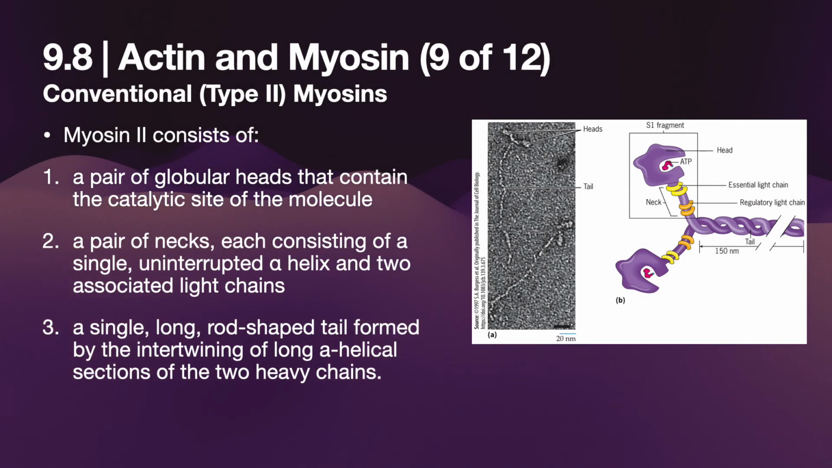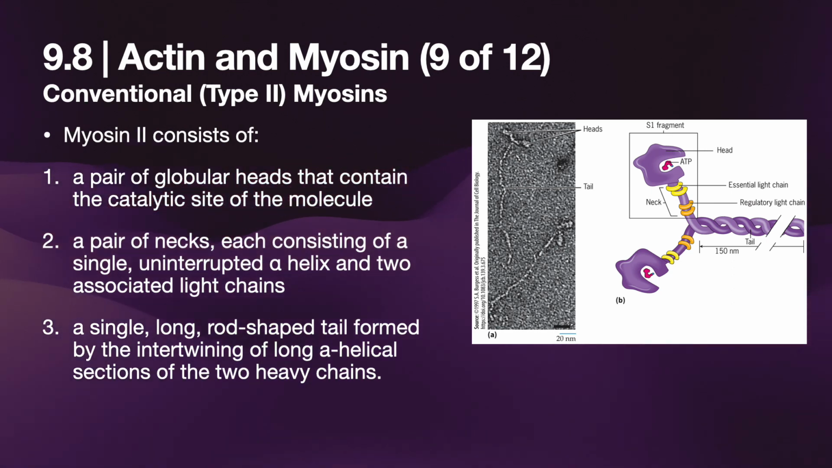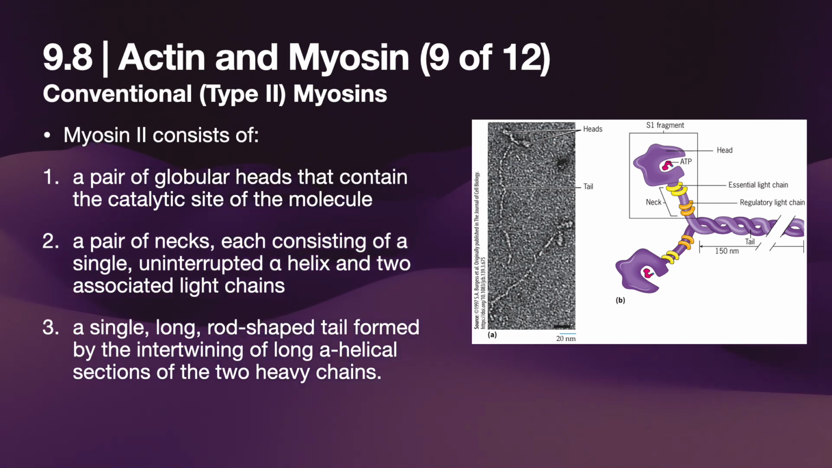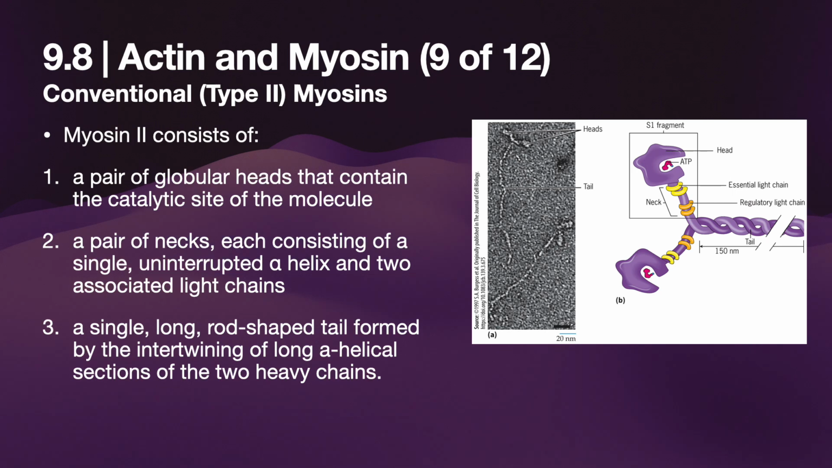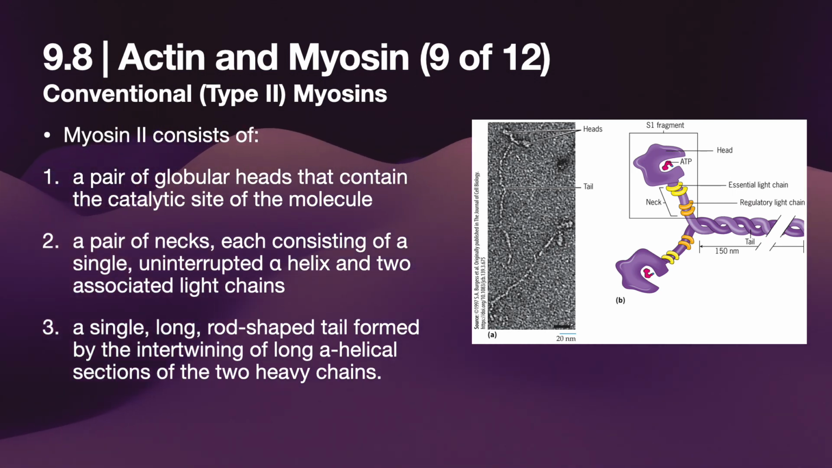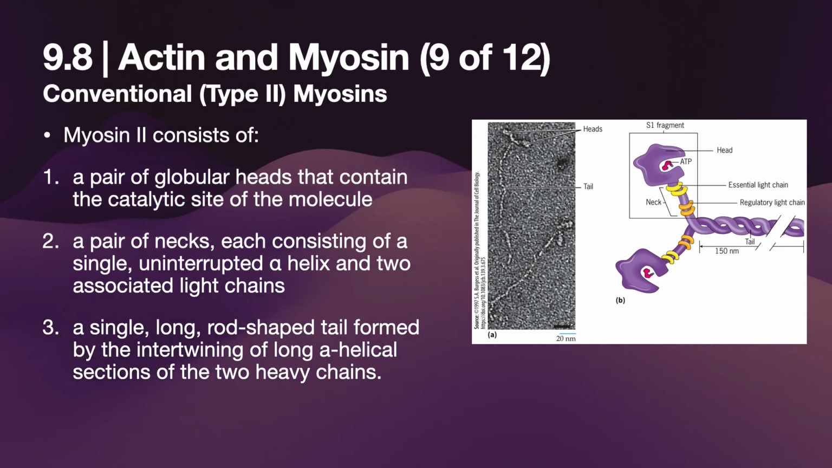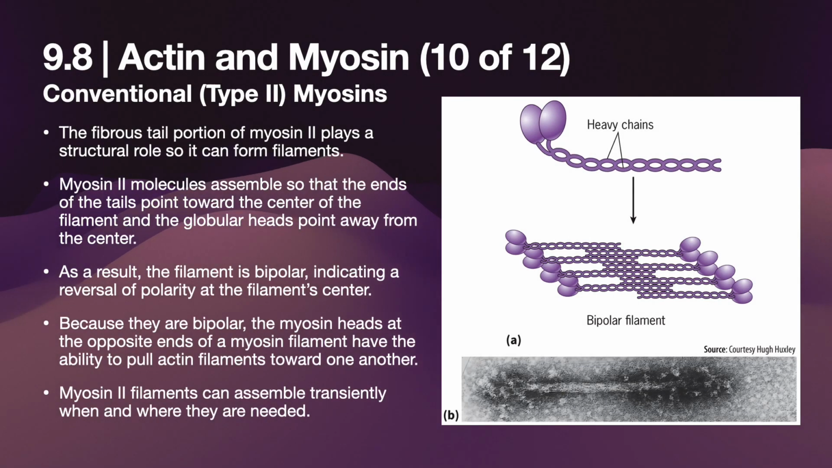Myosin 2, as you see in this figure, consists of a pair of globular heads that contain the catalytic site of the molecule, a pair of necks, each consisting of a single uninterrupted alpha helix and two associated light chains, and a single long rod-shaped tail formed by the intertwining of long alpha helical sections of the two heavy chains. The fibrous tail portion of myosin 2 plays a structural role so it can form filaments.